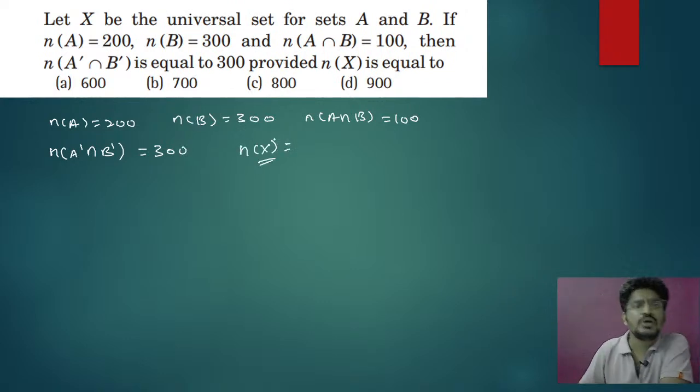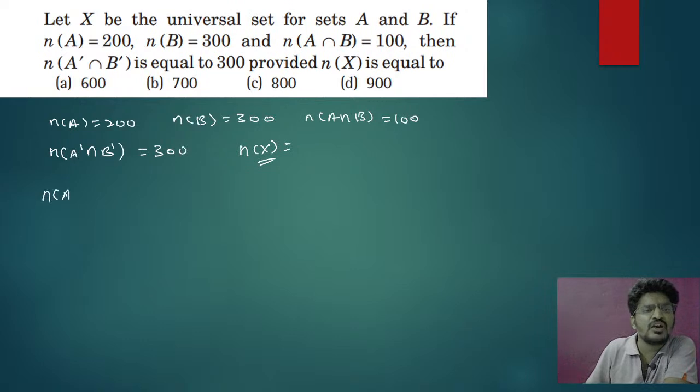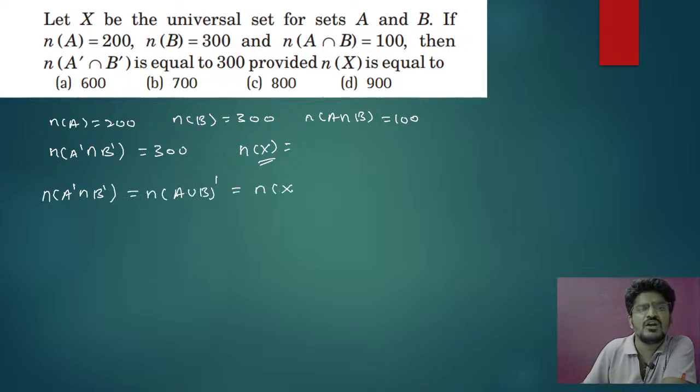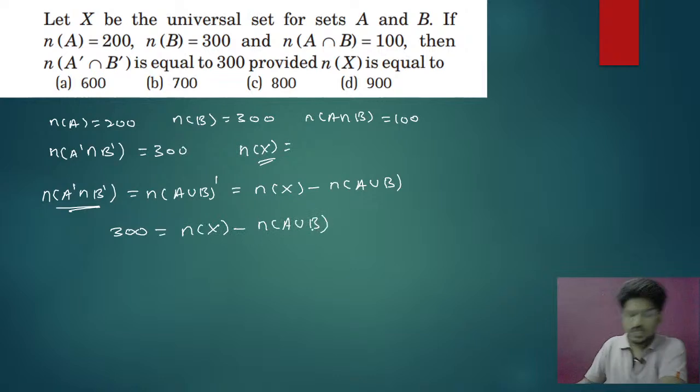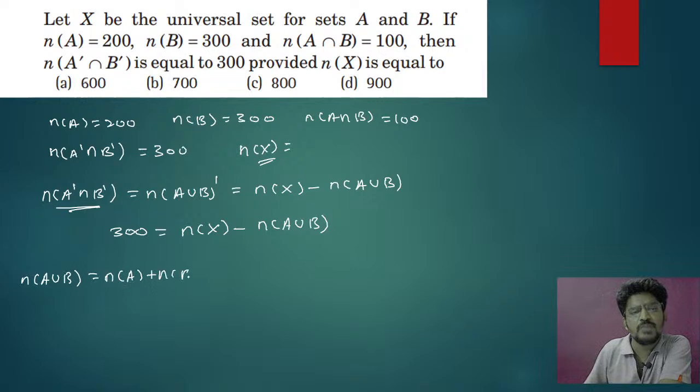See here, N of A complement intersection B complement is nothing but N of (A union B) whole complement. That is nothing but N of X minus N of A union B. This is 300, so 300 equals N of X minus N of A union B. Now I have to calculate N of A union B. N of A union B equals N of A plus N of B minus N of A intersection B.